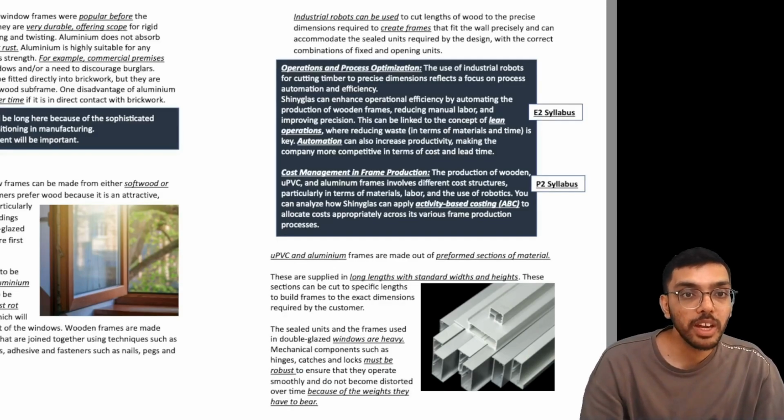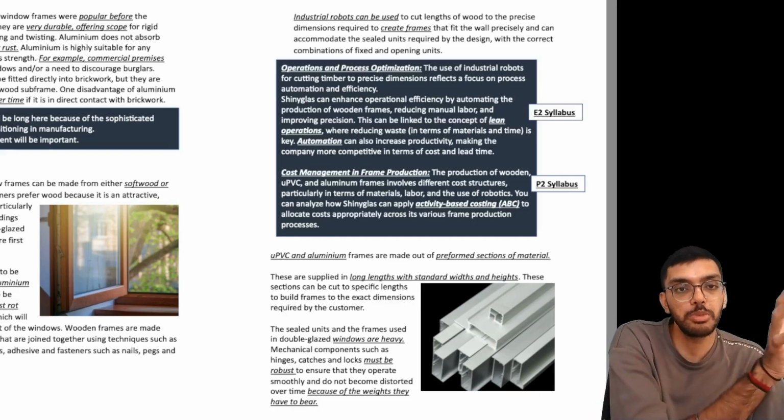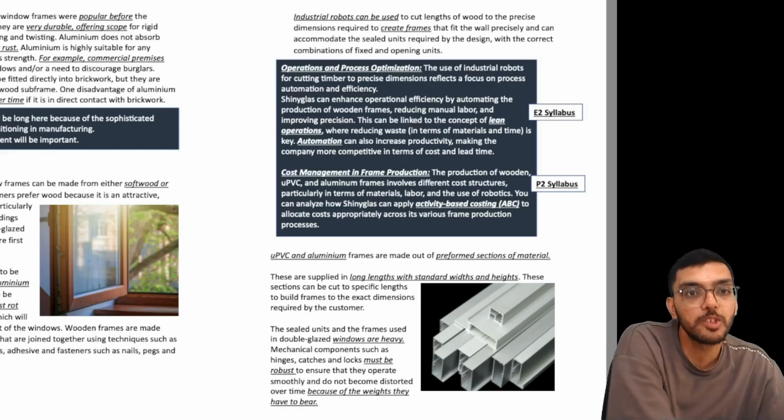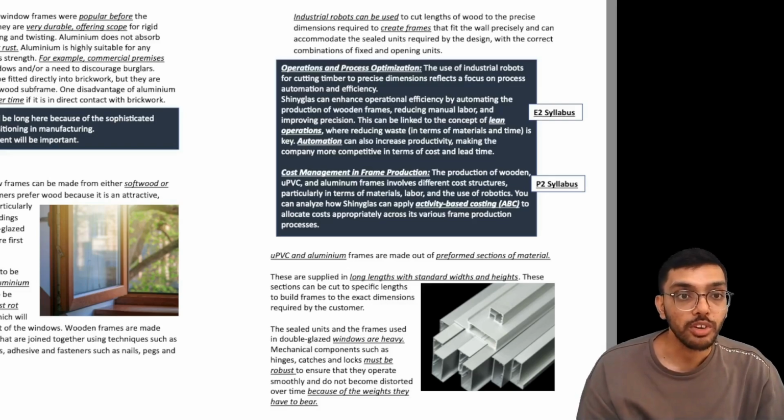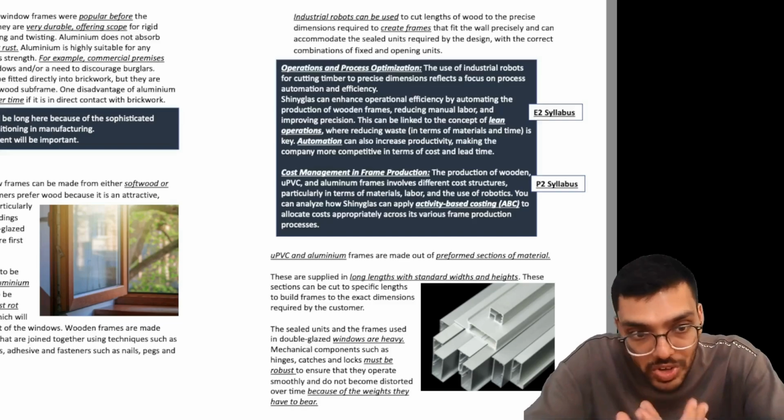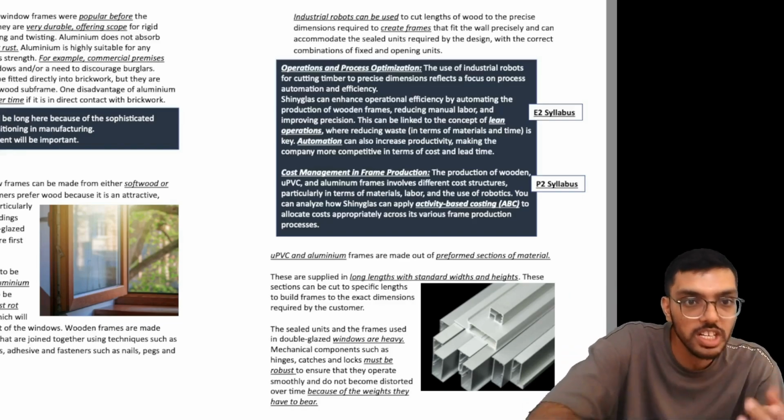You then have aluminum. So aluminum window frames were popular before the introduction of UPVC. First there was aluminum, then came UPVC, people switched. They are very durable, offering scope for rigid frames that resist warping and twisting. Aluminum does not absorb water, so it does not rust. It is highly suitable for any application that requires strength. So if you need more strength, aluminum is suggested.